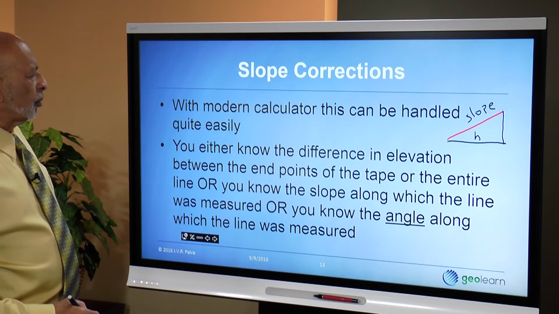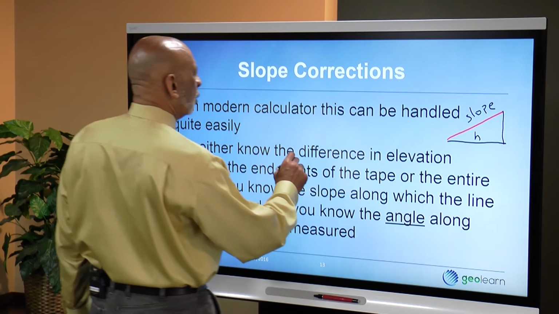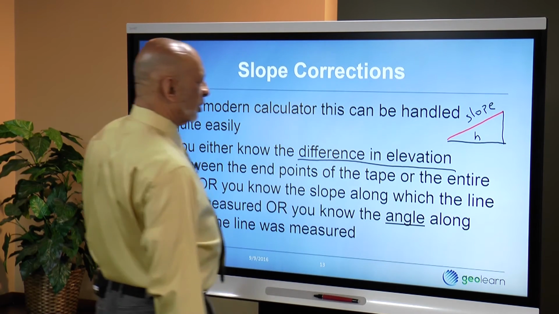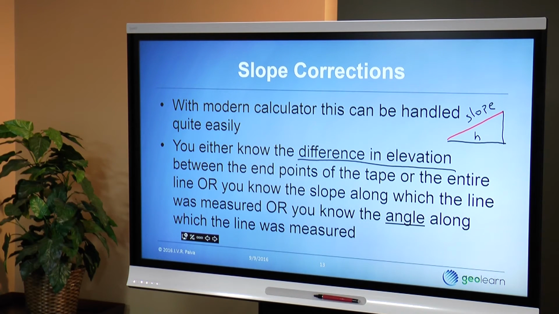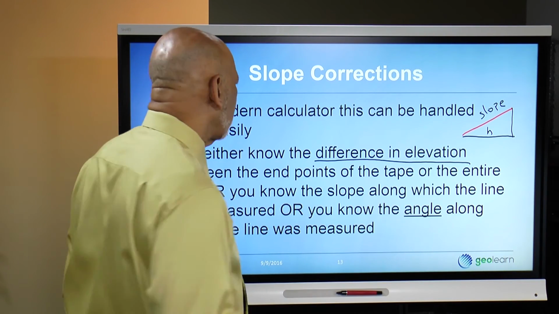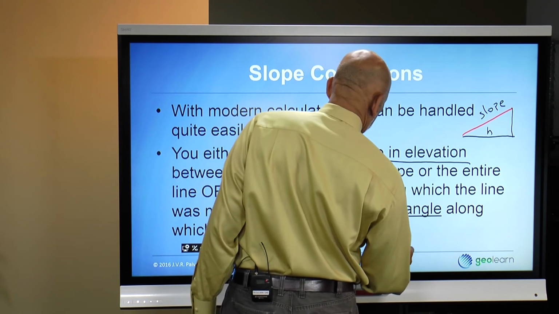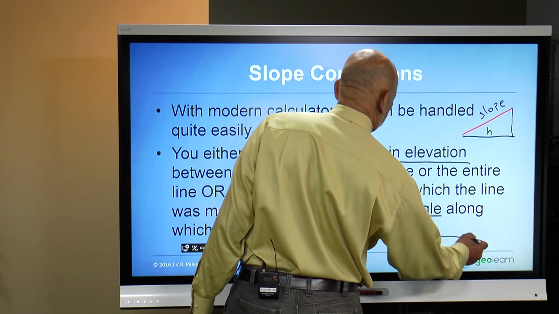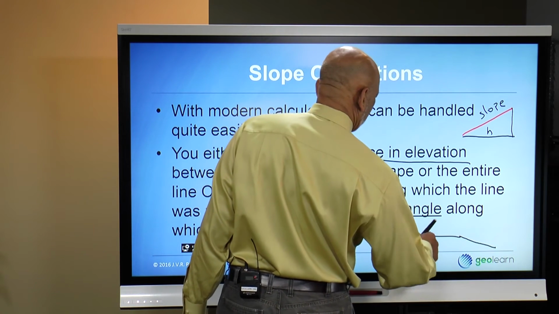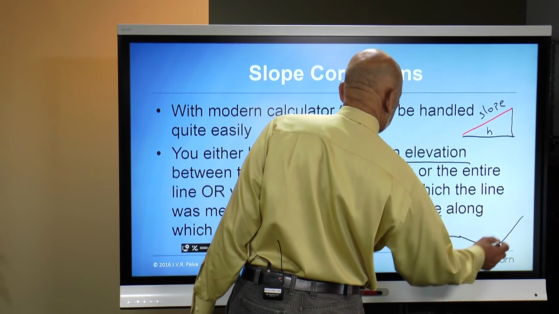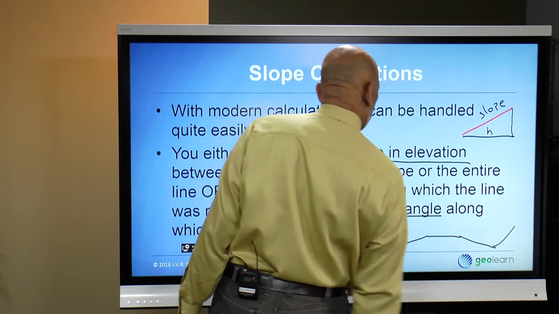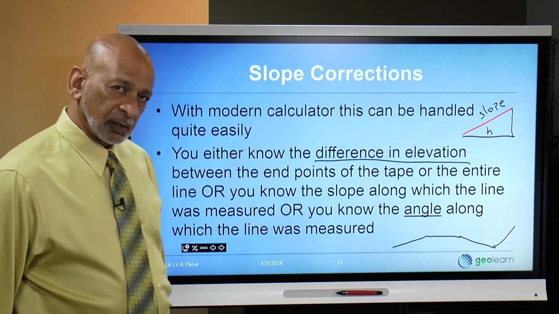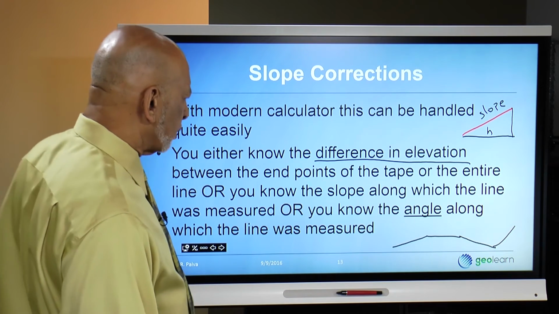So when you have a slope distance, you either know the difference in elevation between the endpoints of the tape or the entire line. So what do I mean by that? Sometimes you're measuring where the first 100 feet is measured like this, the second is flat, the third slopes down, but they're all different slopes. And so you have to apply the correction to each individual 100-foot measurement.